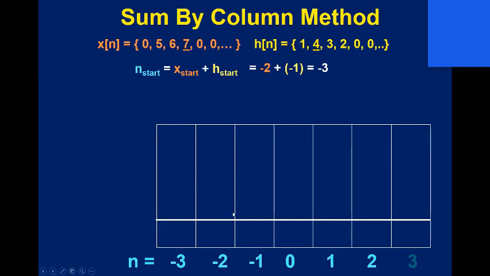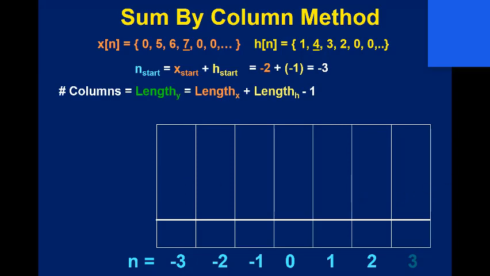In terms of how many columns we need in our sum by column table, that depends on the lengths of the individual signals, the non-zero lengths of them. How many samples do they have between when they start and when they go back to 0? It turns out the number of columns we need, which is also equal to the non-zero length of the output of the system, the convolution result, is the length of the non-zero part of the input signal added to the length of the non-zero part of the unit sample response, minus 1.